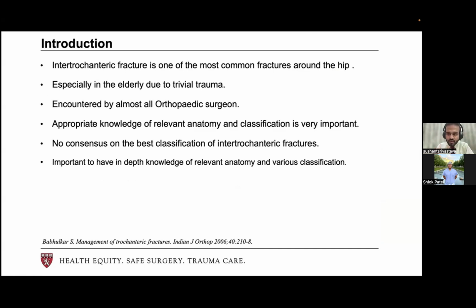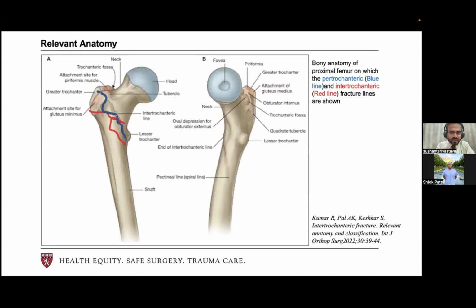Now, this is encountered by almost all orthopedic surgeons. Hence, appropriate knowledge of the relevant anatomy and classification is very important. There is no consensus as such on the best classification for an intertrochanteric fracture. Hence, it's essential to have an in-depth knowledge of the relevant anatomy and various classifications. So that's why we are going to dive in straight here.